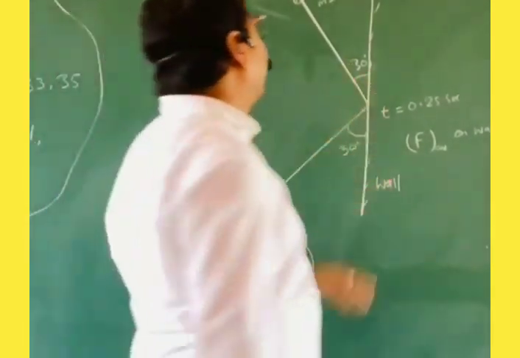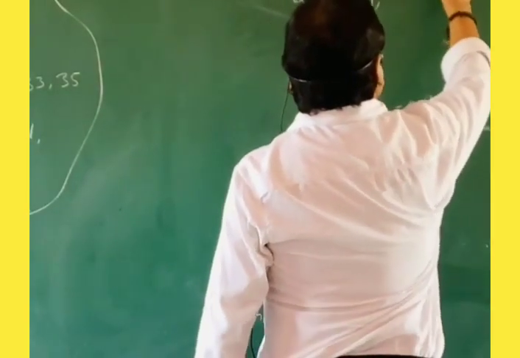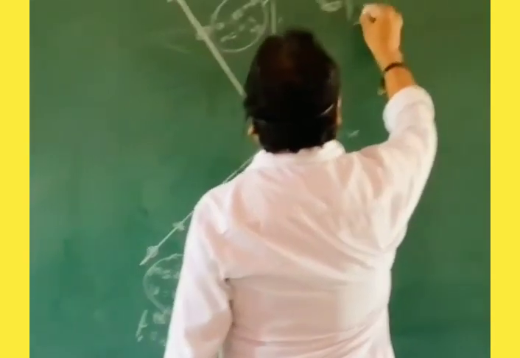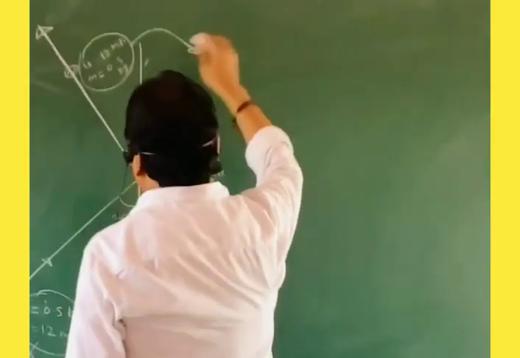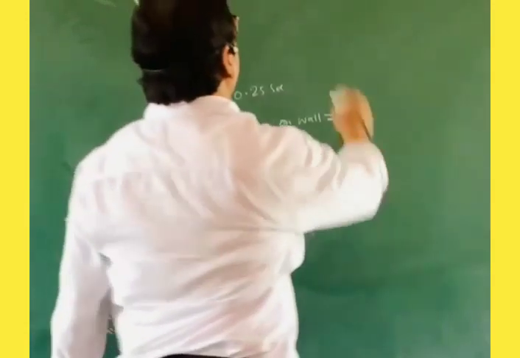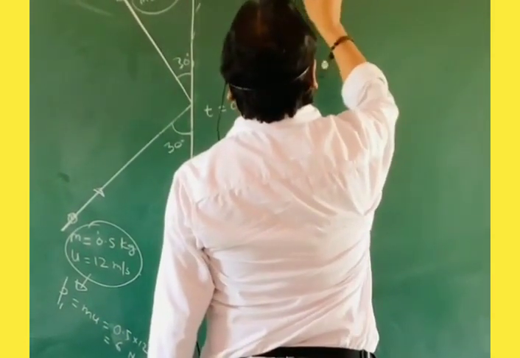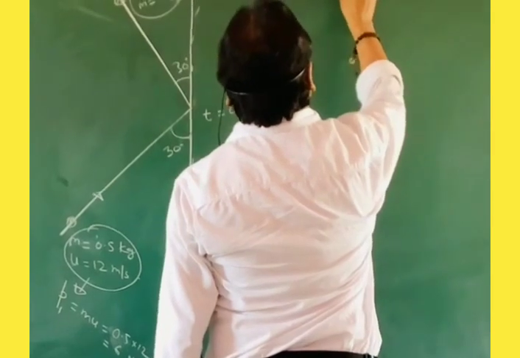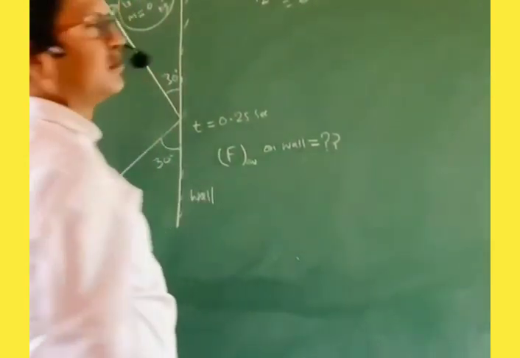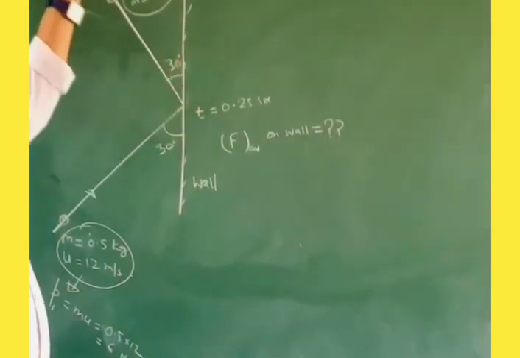Okay. And here also it is the final momentum. It is P2, and it is again 0.5 into 12, it will be 6 Newton second. Any problem? But the directions are different. This is along this direction. This is along this direction.